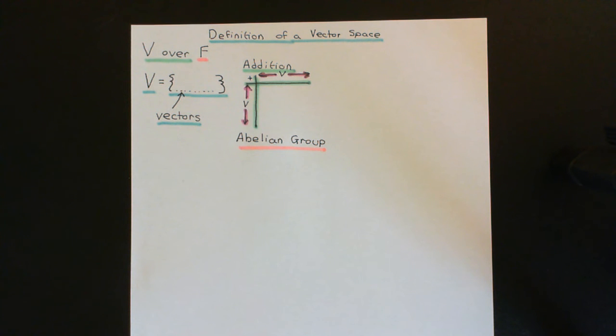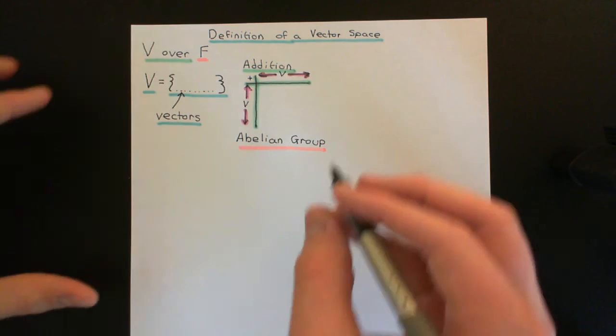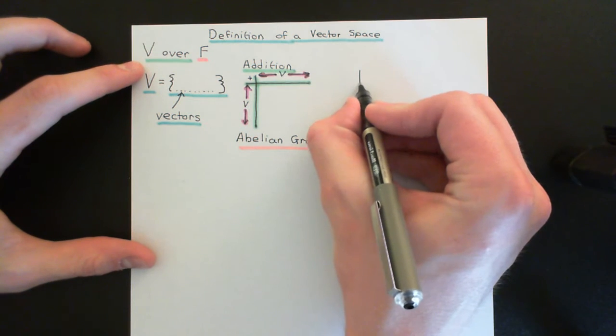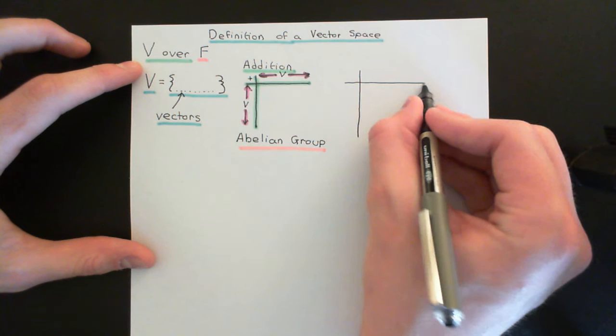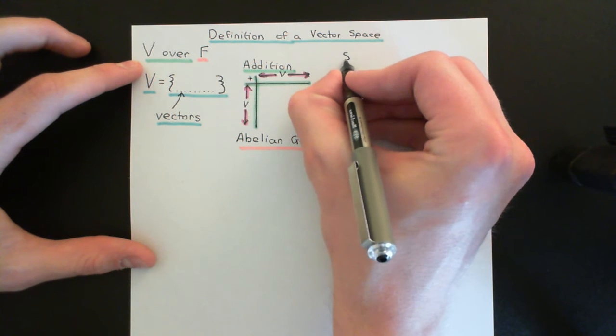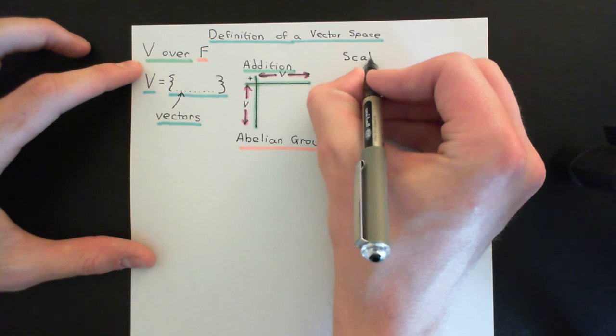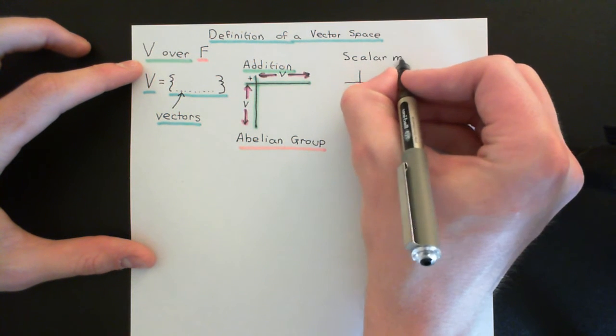However, to turn this abelian group into an actual vector space over the field capital F, we need another composition defined on top of this. This other composition is where the field capital F is going to become important. This second composition table over here is going to be called scalar multiplication.